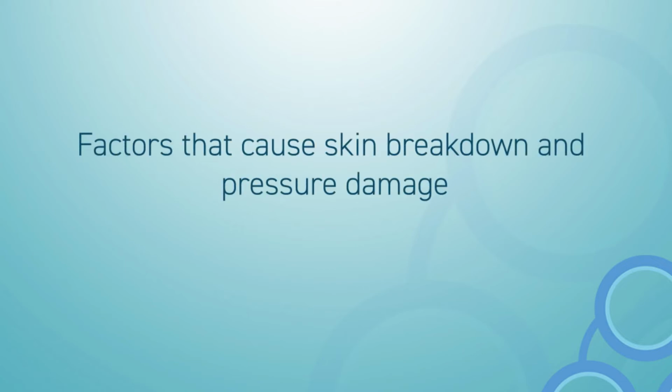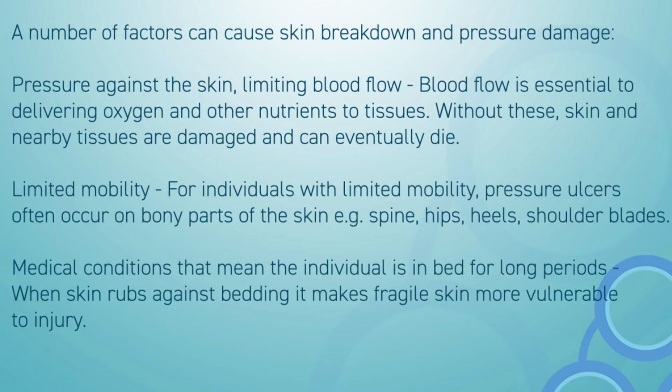Factors that cause skin breakdown and pressure damage. A number of factors can cause skin breakdown and pressure damage. Pressure against the skin, limiting blood flow, which is essential to delivering oxygen and other nutrients to tissues. Without these, skin and nearby tissues are damaged and can eventually die. Limited mobility. For individuals with limited mobility, pressure ulcers often occur on bony parts of the skin, for example, the spine, hips, heels, and shoulder blades.